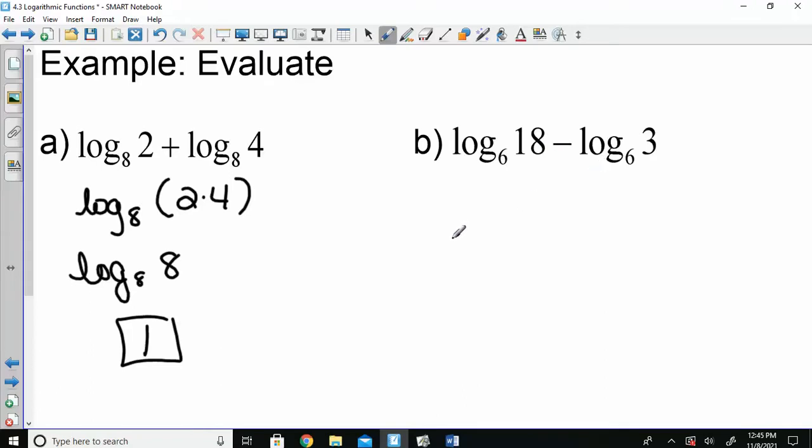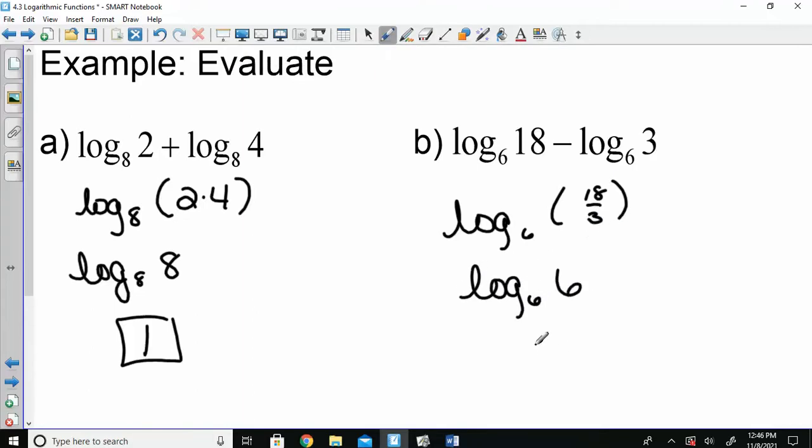Okay. On B, same idea, how would you combine those? Divide, that's 18 divided by 3. So you get log base 6 of 6, which is again 1. So look for the opportunity to use those properties. They can make your problems easier to solve.